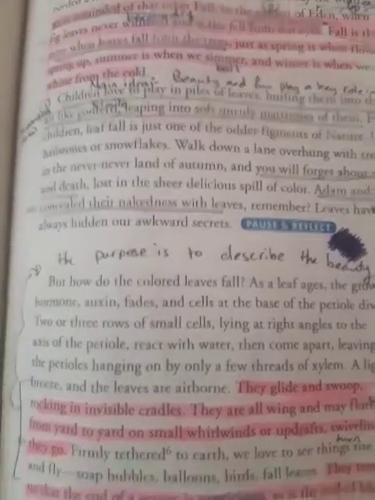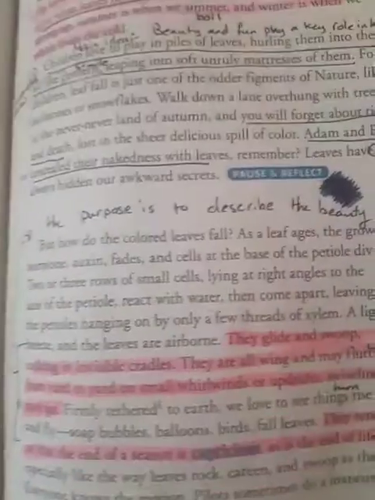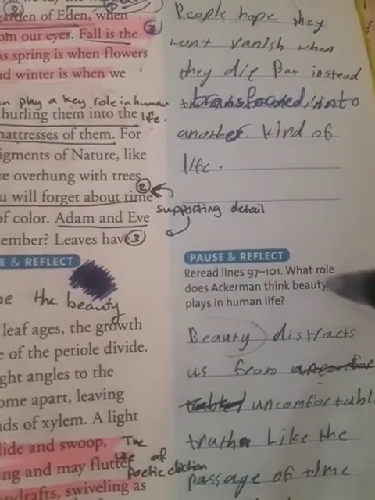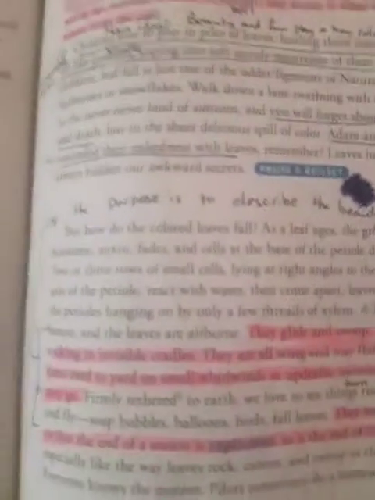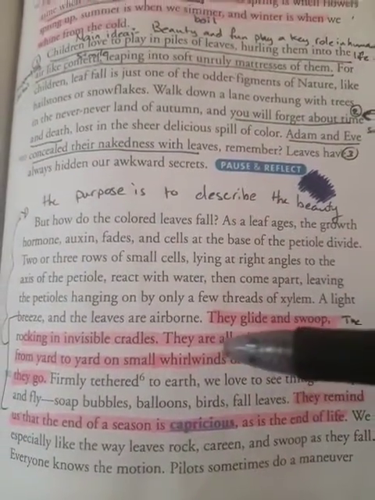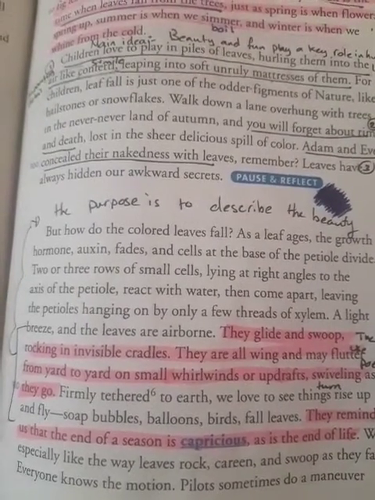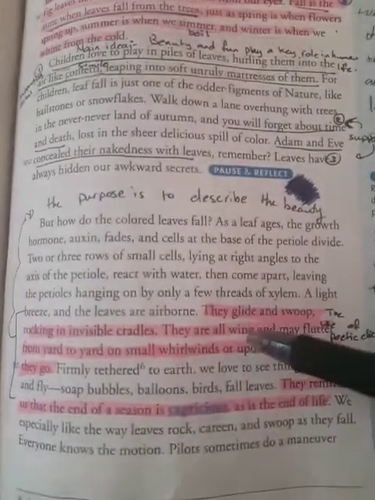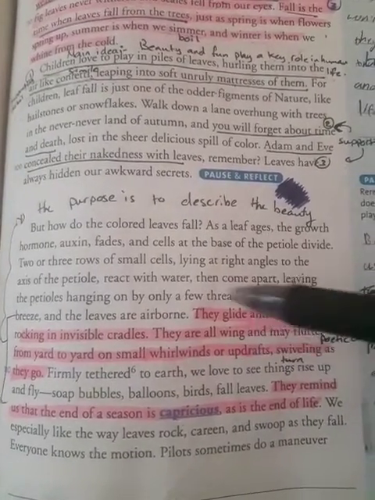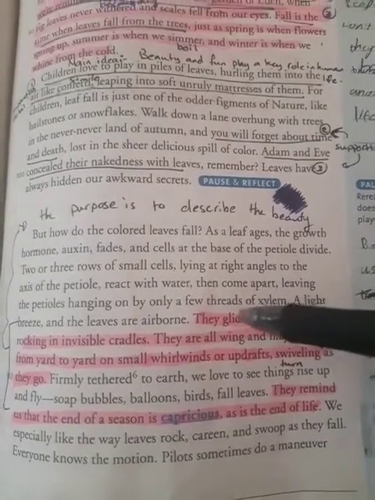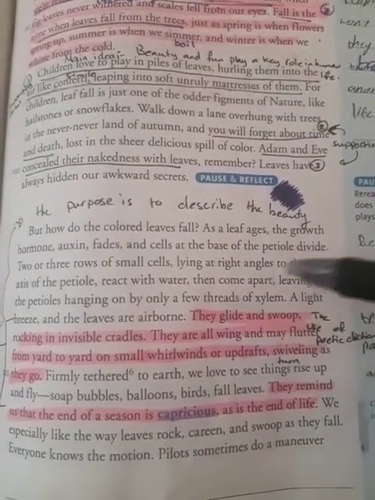Okay, let's move to the last paragraph, but before moving there, let's read the question here. What role does Ackerman think beauty plays in human life? You have to know that this paragraph shows the important role, okay, of leaves, it plays in human life. I wanted to highlight these lines because these lines show the purpose of writing plus the writing style of the author.